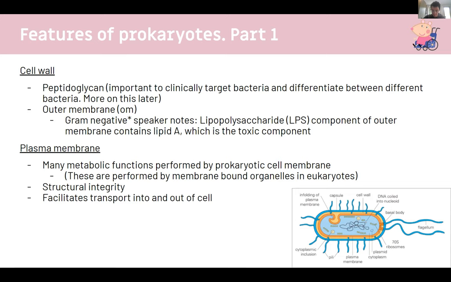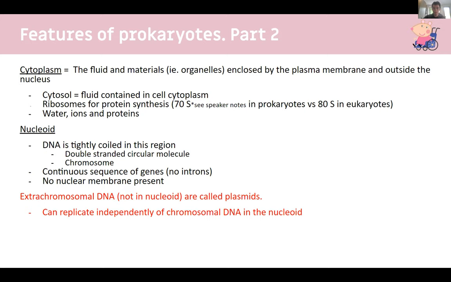The cytoplasm, as you know, is just fluid and materials enclosed by the plasma membrane. For ribosomes in prokaryotes, they're in the cytoplasm and they have a 70S subunit as opposed to an 80S subunit. And I imagine in my speaker notes, I'm talking about the difference in treatments. You know that they contain water, ions, and proteins.